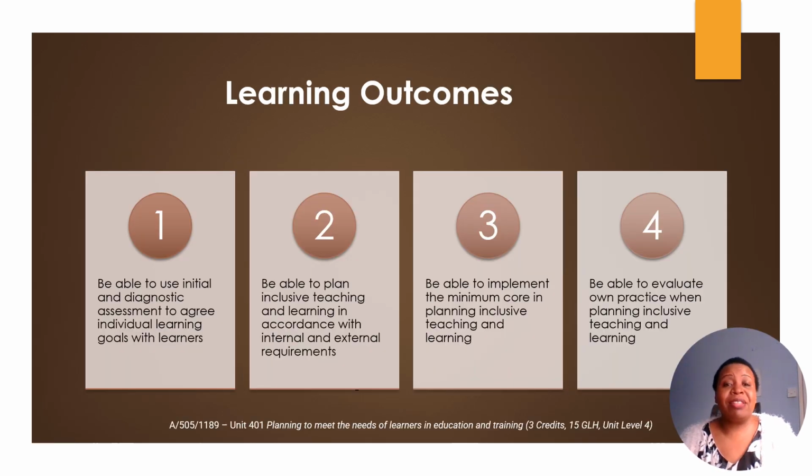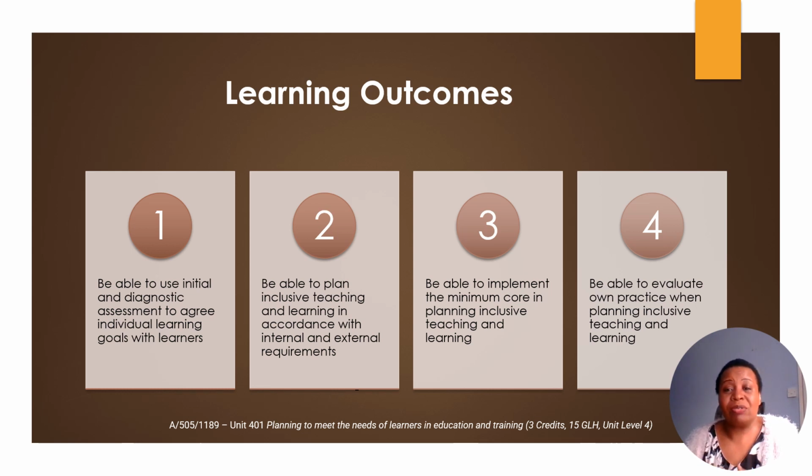Like I said, the learning outcomes are 4 of them here. Number 1 is to be able to use initial and diagnostic assessments to agree individual learning goals with the learners. Most of you do use ILPs, individual learning plans. I also use individual learning plans, and that's the starting point. Then be able to plan inclusive teaching and learning in accordance with internal and external requirements. We've already discussed that in brief. And then number 3, be able to implement the minimum core in planning inclusive teaching and learning.